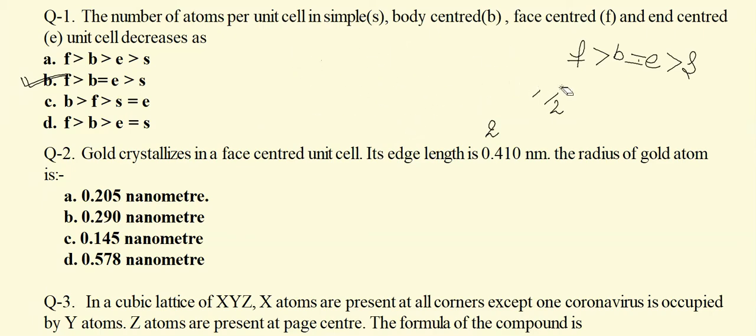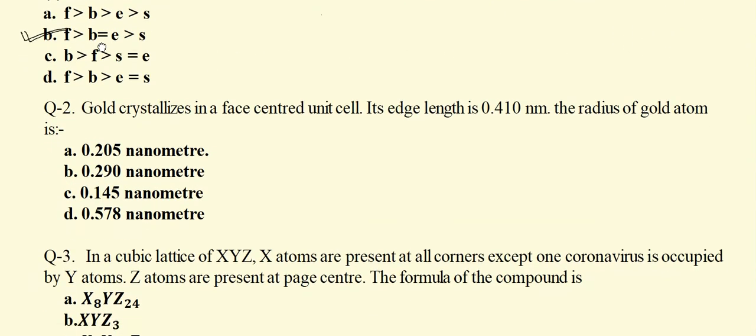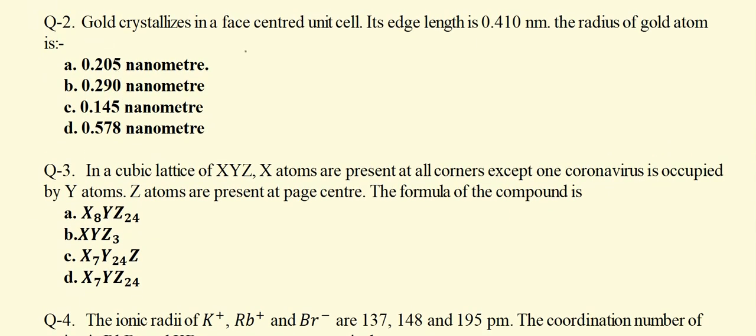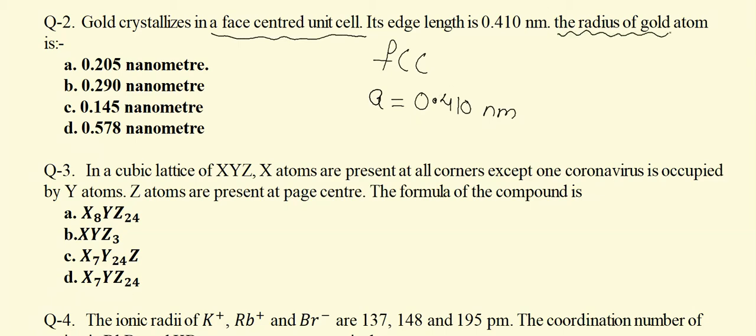Then in the next question, you are seeing at the bottom here that it is asking about gold crystallizes. It is given an example of a gold crystal. It is a face centered unit cell. It is saying that the gold crystal is FCC, and the edge length is given, a is equal to 0.410 nanometers. You have to find out here the radius of the gold atoms.